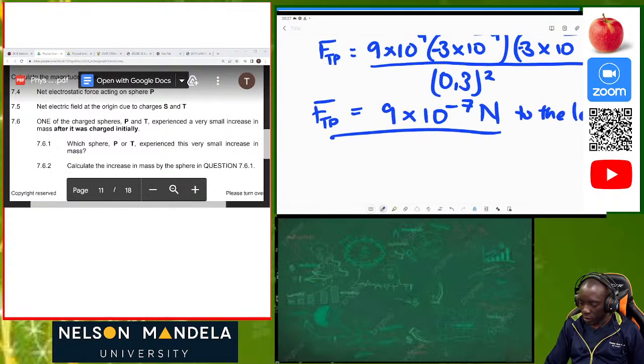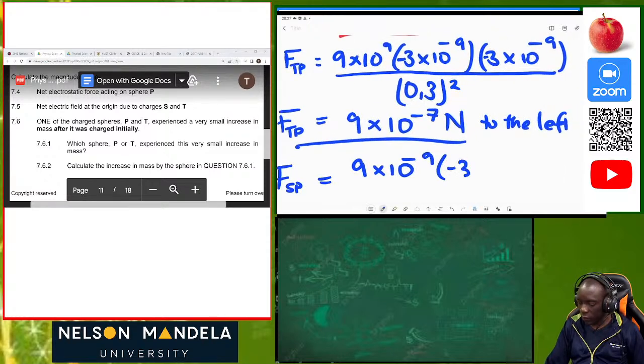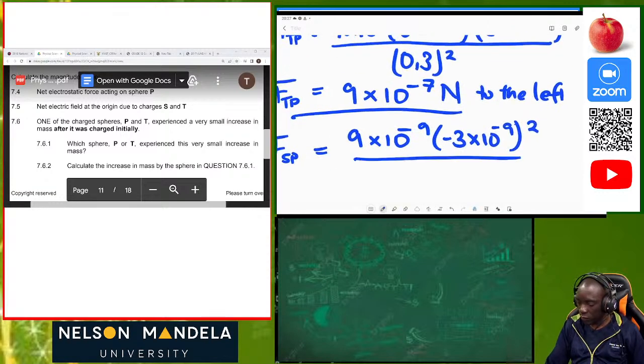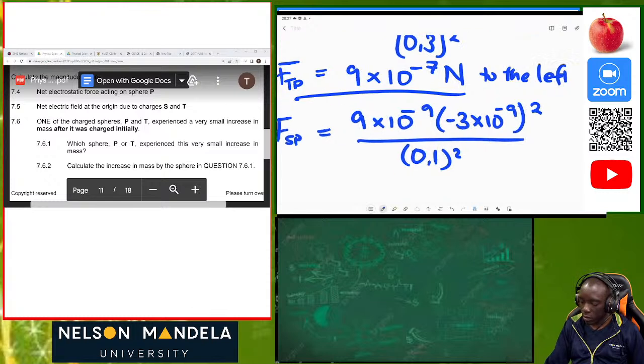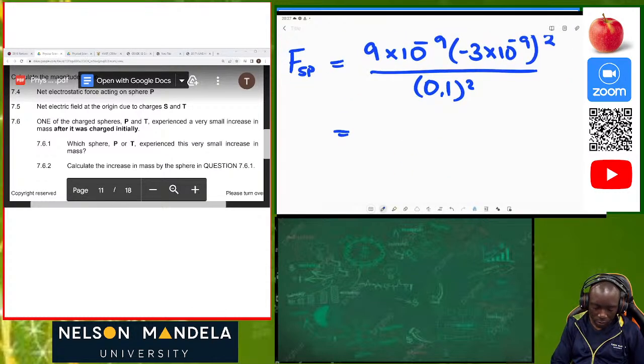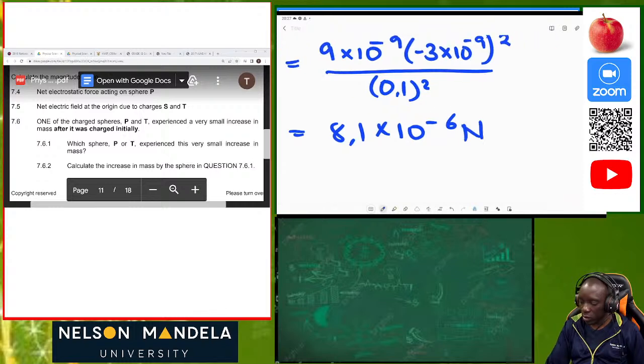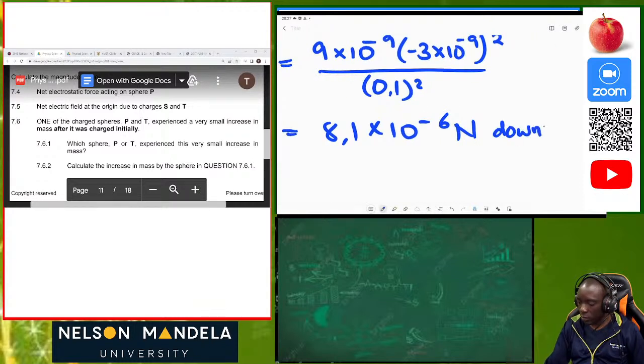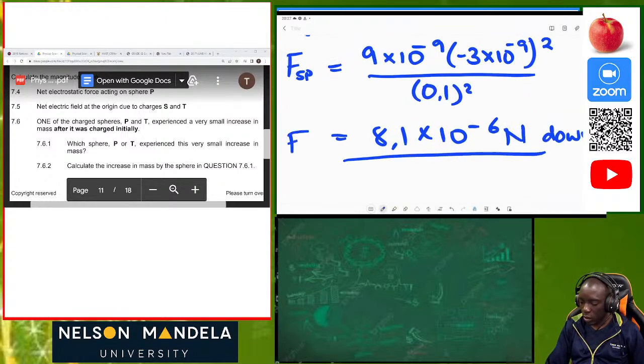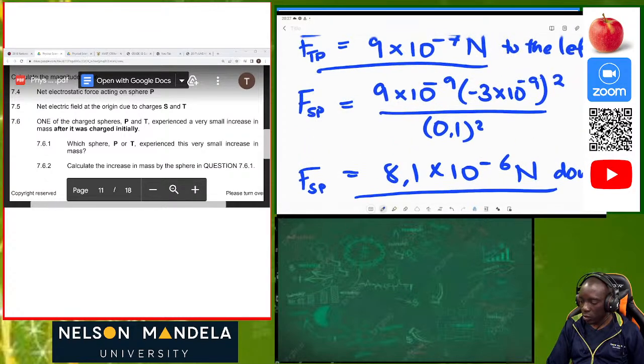And FSP will be 9 times 10 to the 9 times the same 3 times 10 to the negative 9 squared over 0.1 squared. And just replacing 0.1 there gives 8.1 times 10 to the negative 6 newtons downwards. So these are the two forces acting on P.